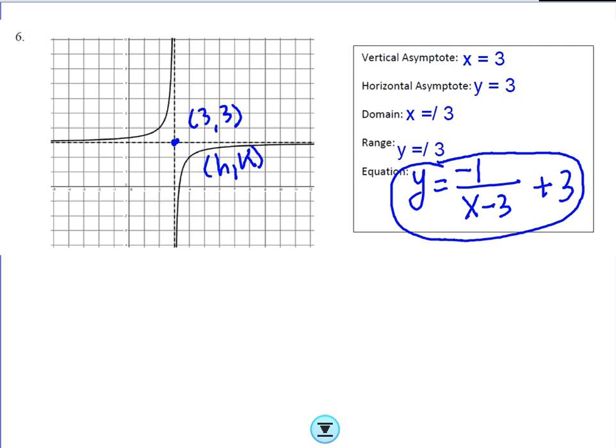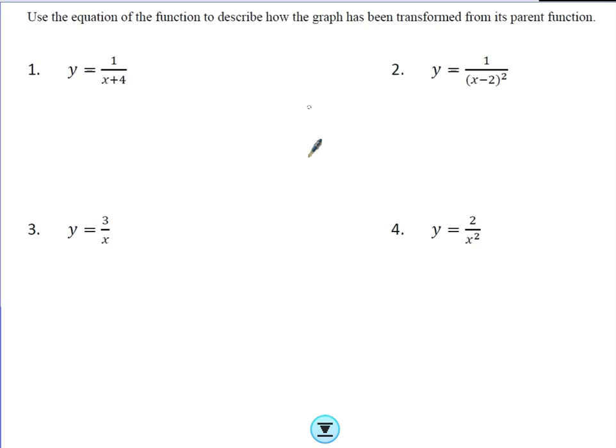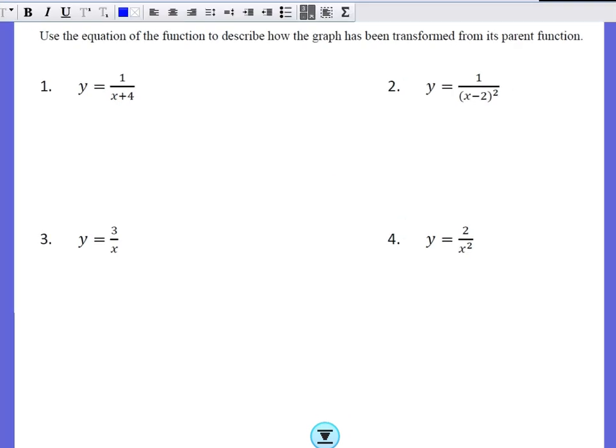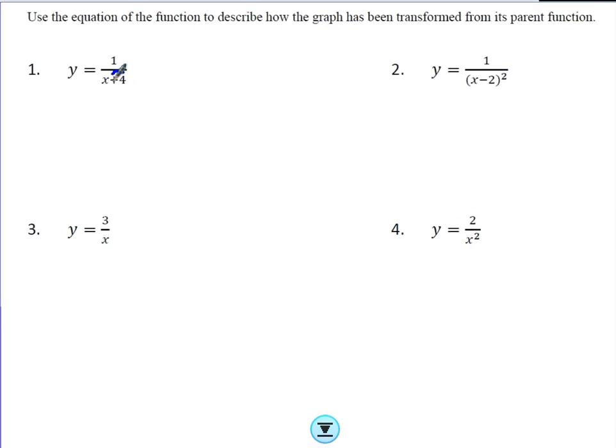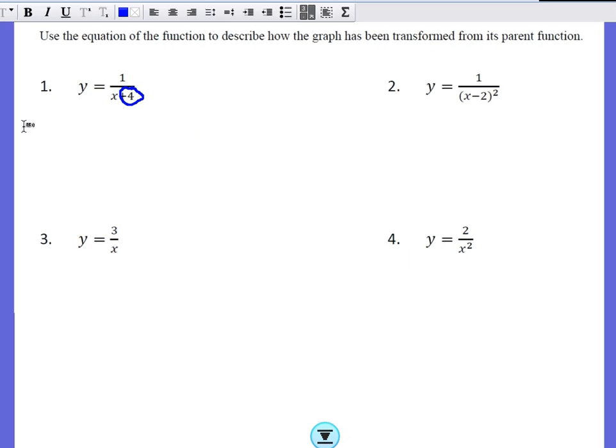For the last section here, we're going to talk about how from the equation we can get the transformations themselves. So let's go ahead and do that. Here we can see that we've got this plus 4 in the denominator. The h is what has been altered here. Because it's plus, we always go opposite for the h value. So plus 4 actually means that the graph has been translated left 4 units.